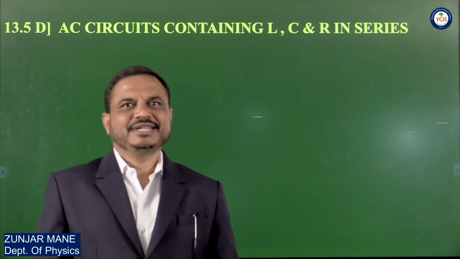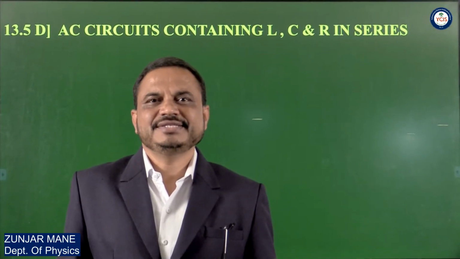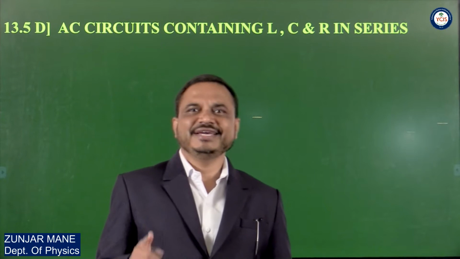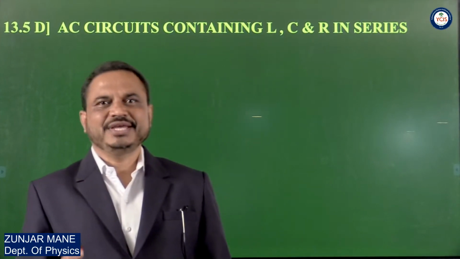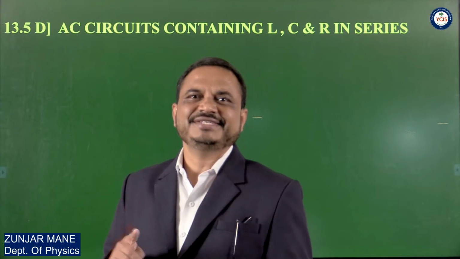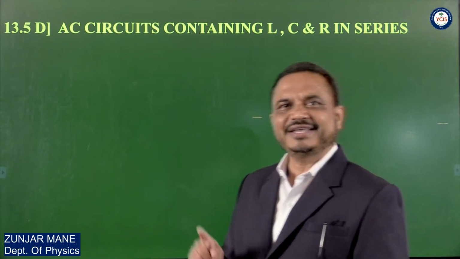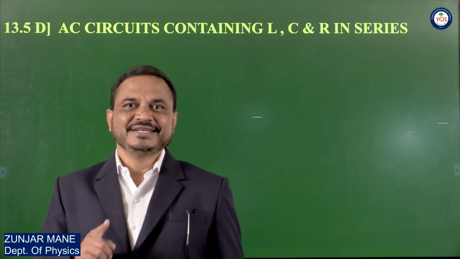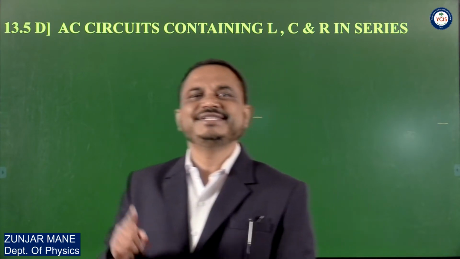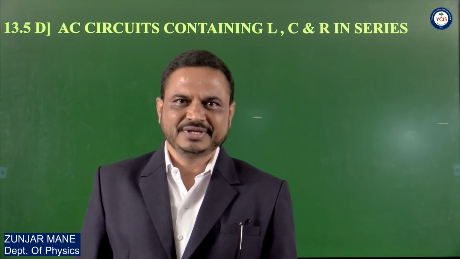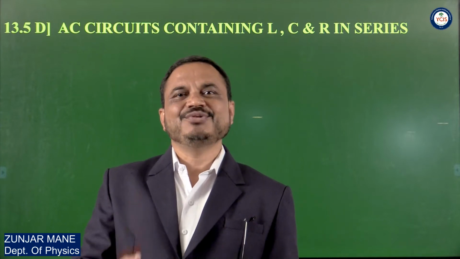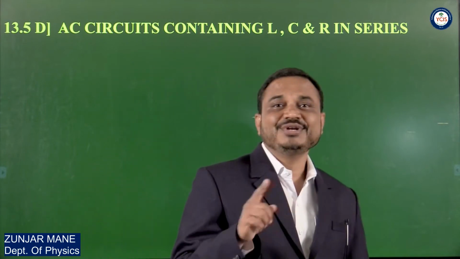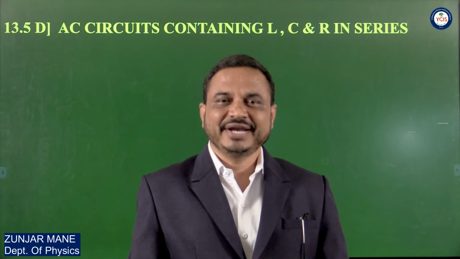Welcome students. In the last lecture we saw simple AC circuits containing only a resistor, only an inductor, and only a capacitor. When there is only a resistor in an AC circuit, both E and I are in the same phase. When there is a pure inductor, the voltage leads the current by phase angle pi by 2. When there is only a capacitor, the current leads the voltage by phase angle pi by 2 radian.